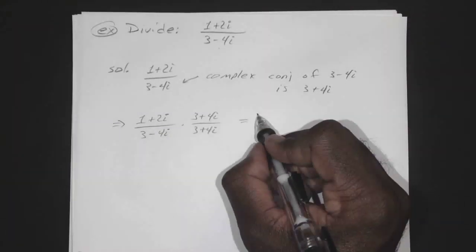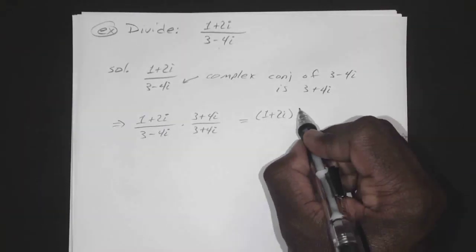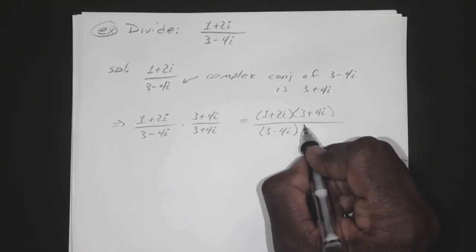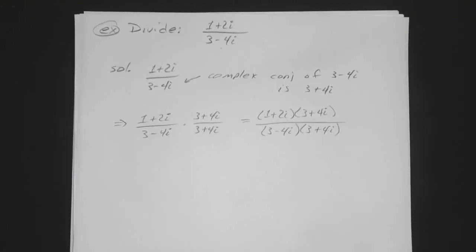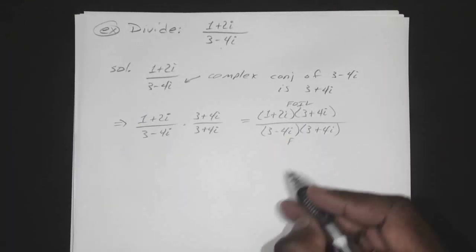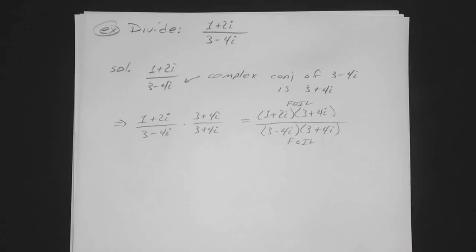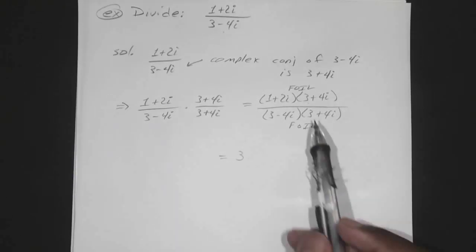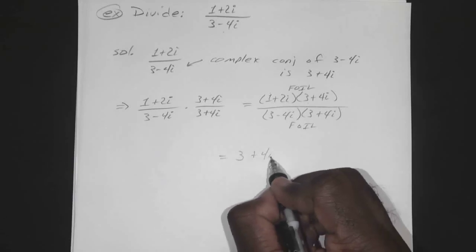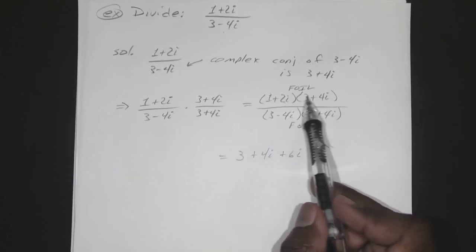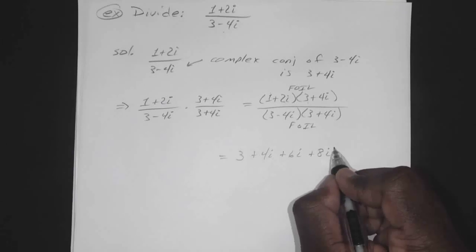If we bring those together, we have 1 plus 2i times 3 plus 4i over 3 minus 4i times 3 plus 4i. All we have to do is FOIL both of them, or you can use the formula for the bottom. We end up with 1 times 3 is 3. Our outer is 1 times 4i, which is 4i. Our inner is 2i times 3, which is 6i. And our last is 2i times 4i, which is 8i squared.